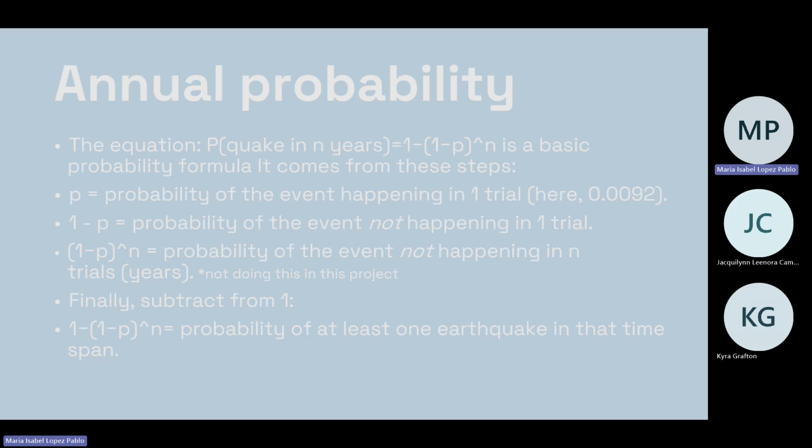As you can see here, we broke down what everything stands for. P is the probability of the event happening, which is 0.0092. And then the 1 minus P, we're not really going to look at the next one because it's the probability of not happening in the certain amount of years. So we're going to skip down to the bottom and see the final subtraction from 1. And that is our formula, 1 minus (1 minus P) to the n.